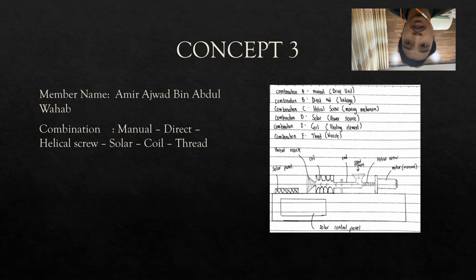For this concept, first we insert the material into the hopper, and then the material goes through the rod with the helical screw in it. Then we operate the motor manually, and we control the solar control panel to heat the coil. The coil will change the material into molten-like material, and then the material will go out through the threaded nozzle.